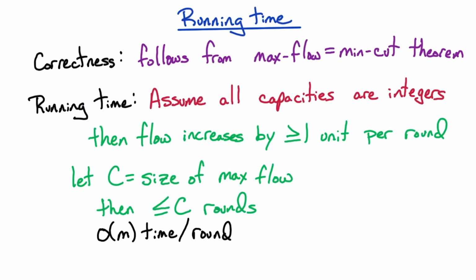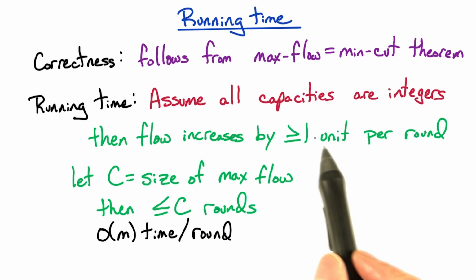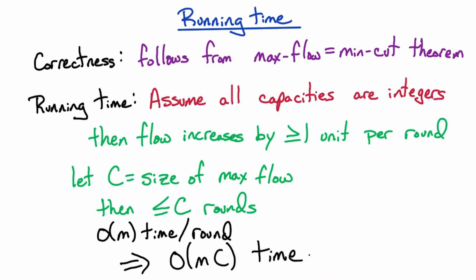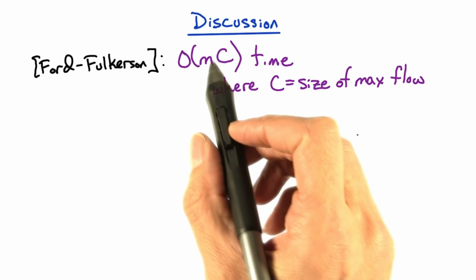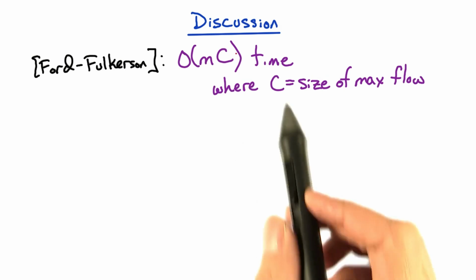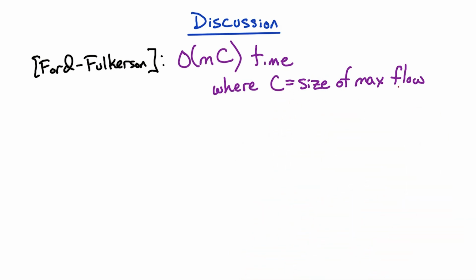Now, going back to our running time analysis, what we concluded was that it takes order m time per round of the algorithm. As discussed before, there's at most capital C rounds of the algorithm, since in every round the flow increases by at least 1 unit. Therefore, we can conclude that the Fulkerson algorithm requires time order m times capital C. What we just saw is that the Fulkerson algorithm takes running time order m times capital C, where capital C is the size of the max flow.